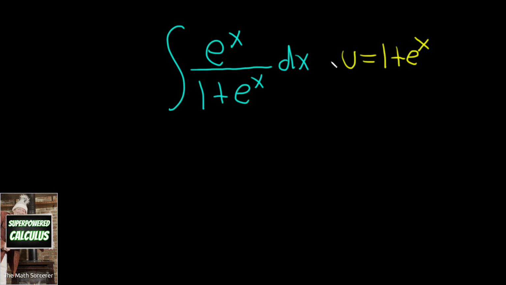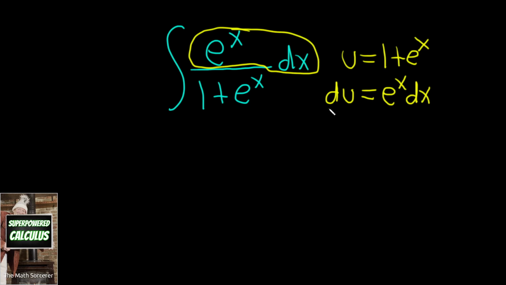Now we're going to take the derivative of both sides using what's called differential notation. So taking the derivative of u, we simply have du. The derivative of 1 is 0, so I won't bother to write it. And everyone knows that the derivative of e to the x is e to the x. So here we have e to the x dx. Again, we're using what's called differential notation here. So this piece here, as you can see, that's going to be our du, and our u is the denominator.